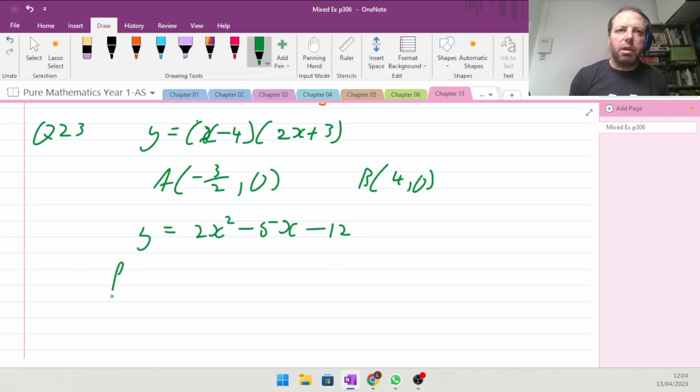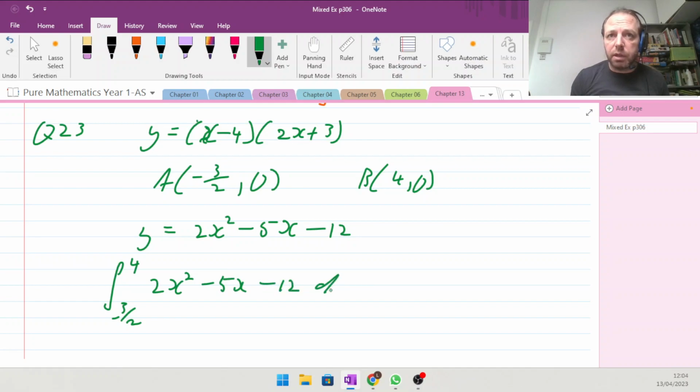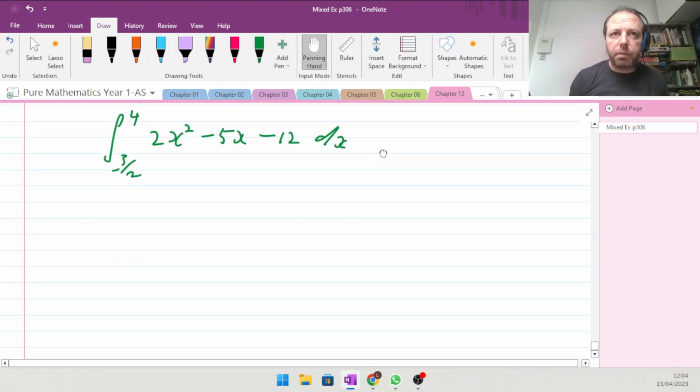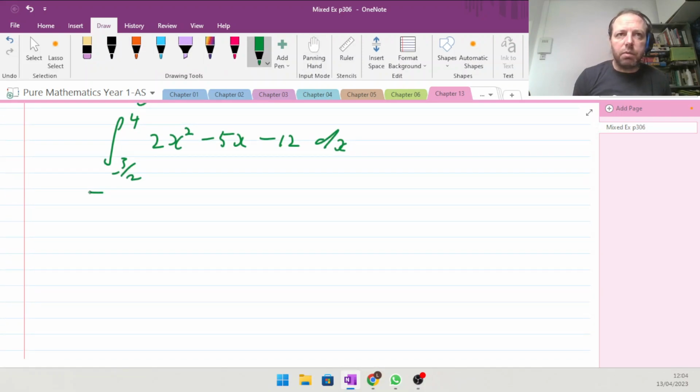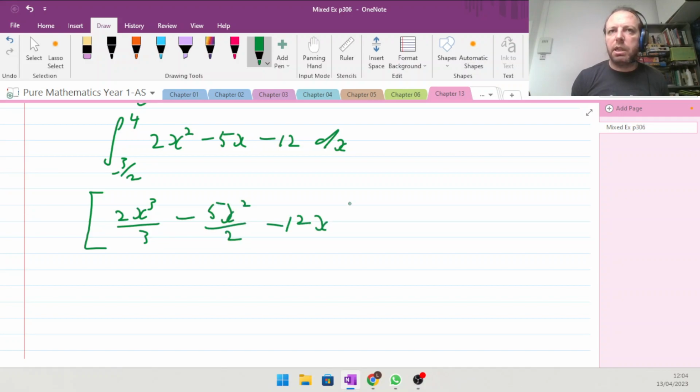Okay, and now we're looking at the integral between 4 and minus 3/2 of 2x squared minus 5x minus 12 dx. And so we can put that in as 2x cubed over 3 minus 5x squared over 2 minus 12x, between 4 and minus 3/2.